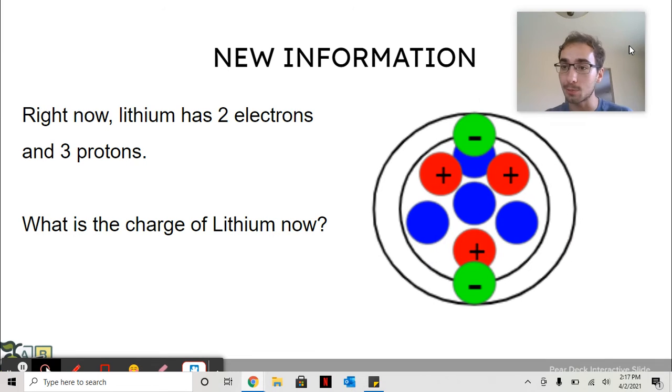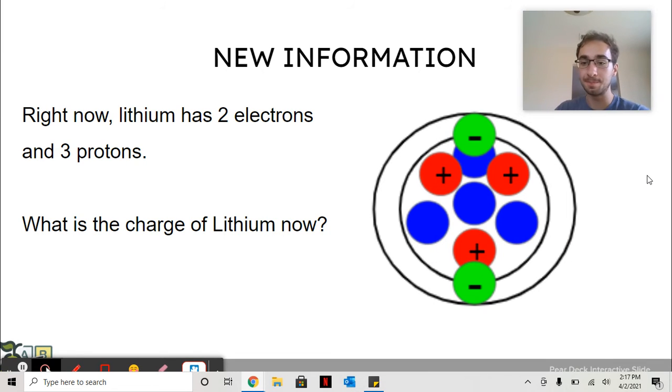This is new. This is what you need to do 2 of the questions on the quiz. Right now, lithium has 2 electrons. The 2 electrons are right here, and it has 3 protons in the nucleus right here. So, what is the charge of lithium right now? Lithium has 3 protons, 3 pluses, 3 positively charged particles, and 2 negatively charged particles.